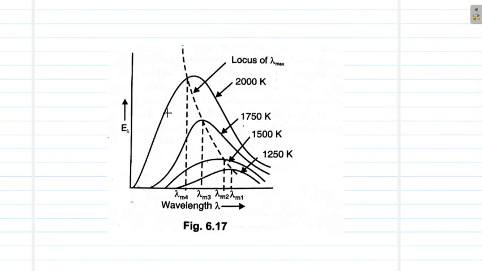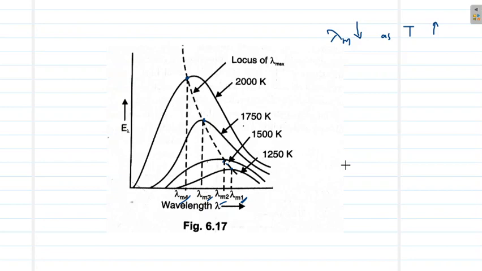So I will show you another graph. Clearly you can see these curves correspond to different temperatures, and you can see clearly the lambda m being shifted to lower wavelengths as temperature increases. From lambda m1 to lambda m2, 3 and 4, the lambda m is consistently decreasing as temperature increases. So lambda m decreases as temperature increases.